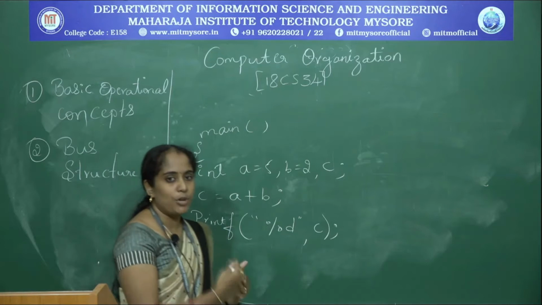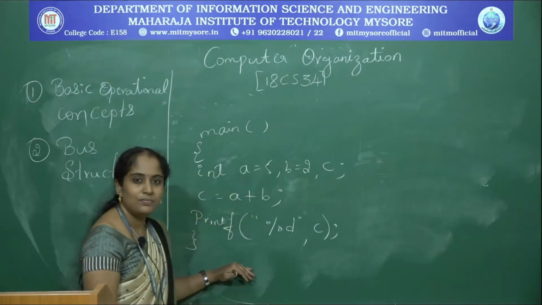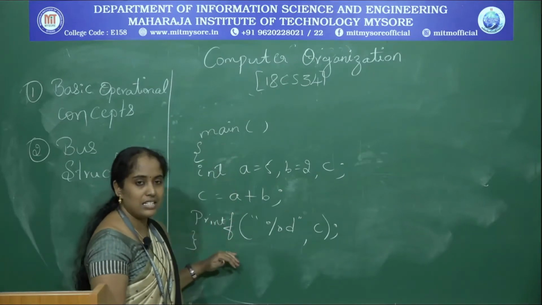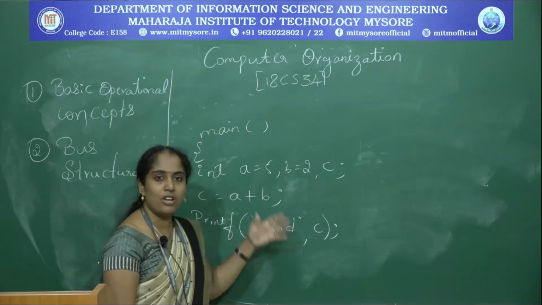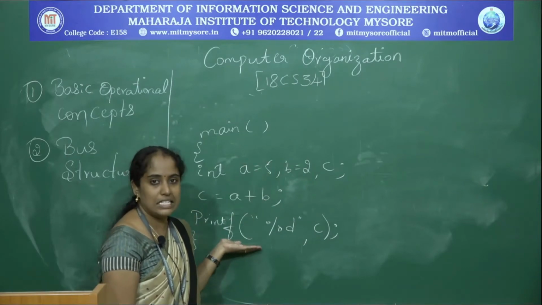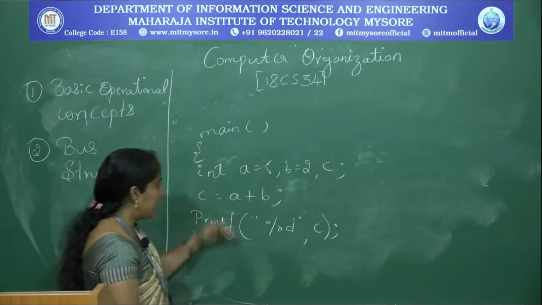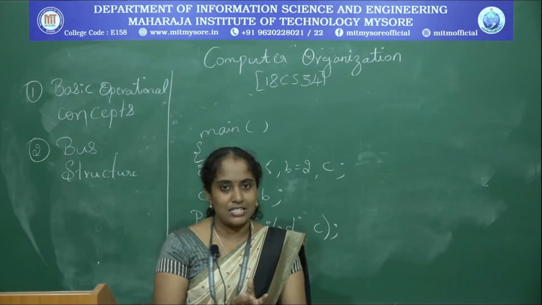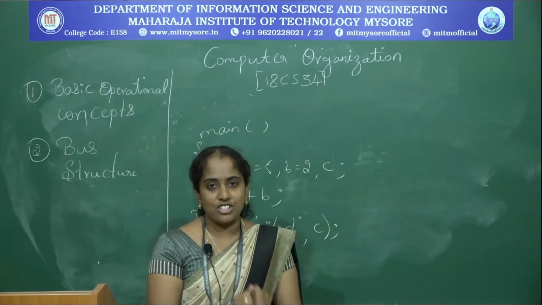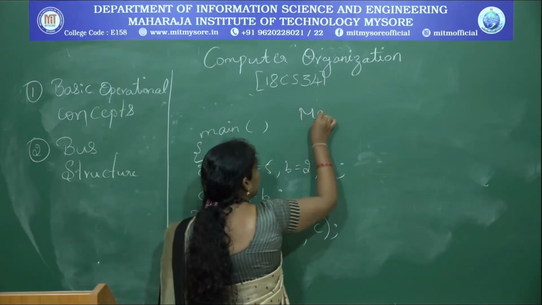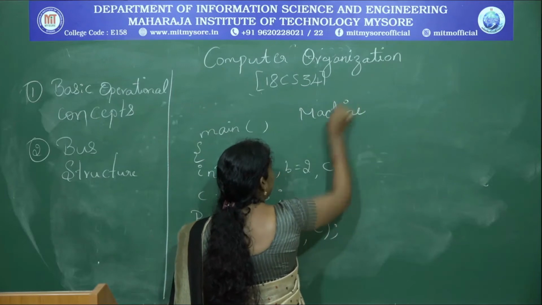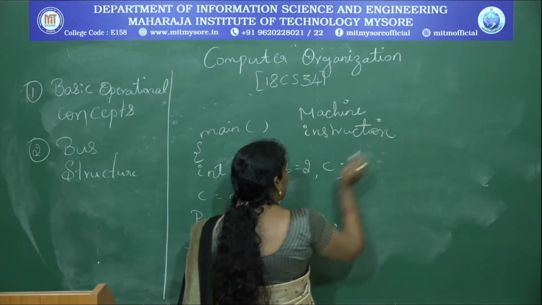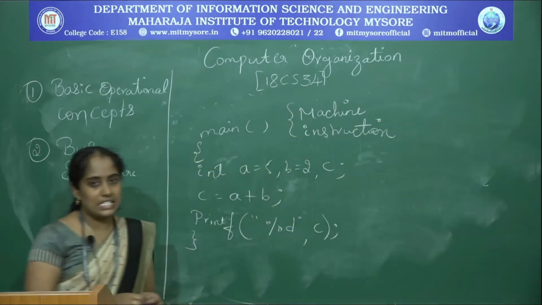Can your computer understand the C program? Is it the same way you are writing the C program that your computer will operate these instructions? No, right? To execute this program in your computer, it contains a set of instructions. That set of instructions is called machine instructions. To execute this program, we need machine instructions.